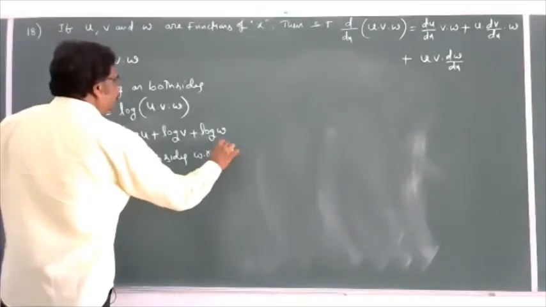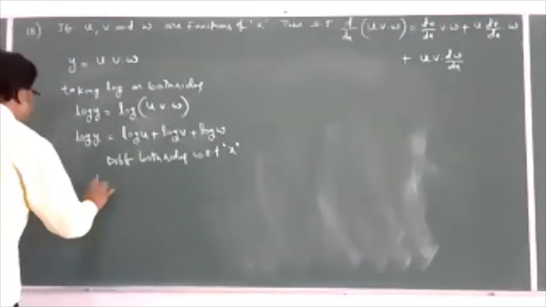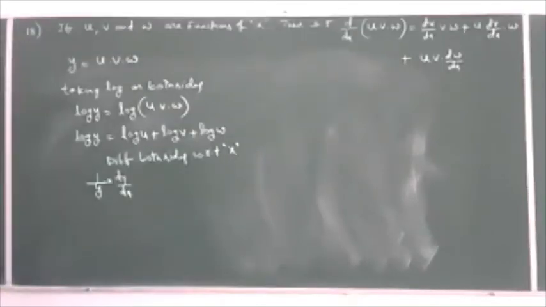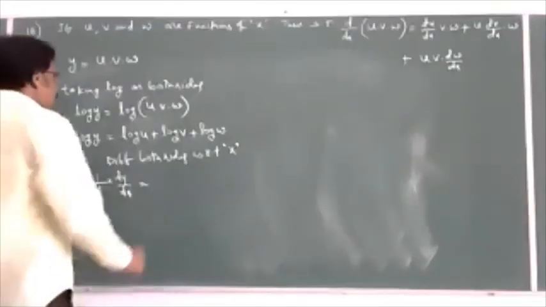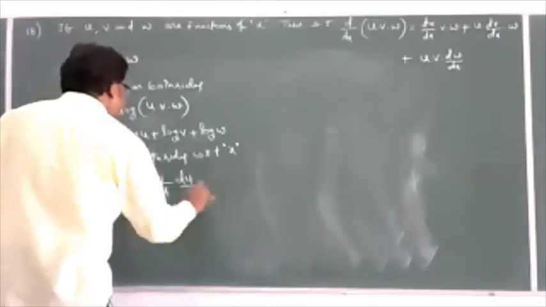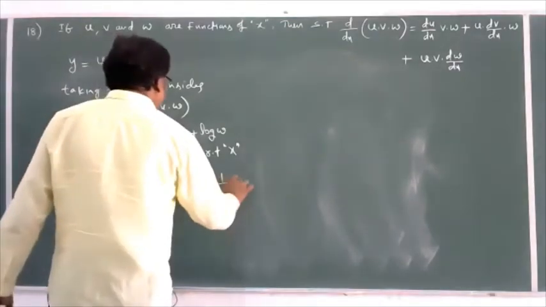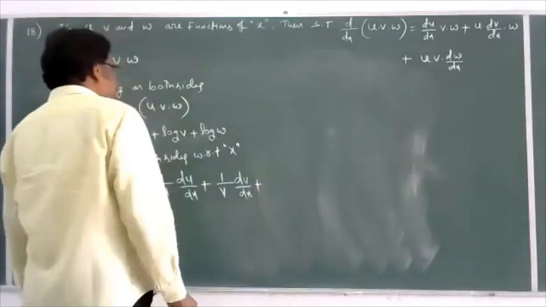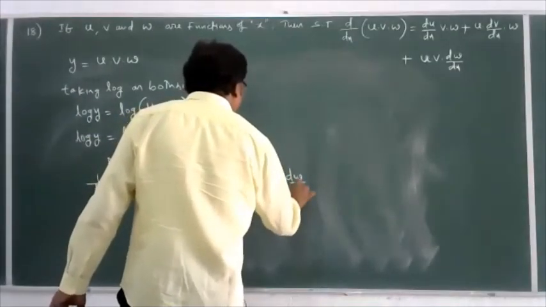Differentiating both sides with respect to x. So log y derivative is 1 by y into dy by dx, equals log u derivative 1 by u into du by dx, plus log v derivative 1 by v into dv by dx, plus log w derivative 1 by w into dw by dx.